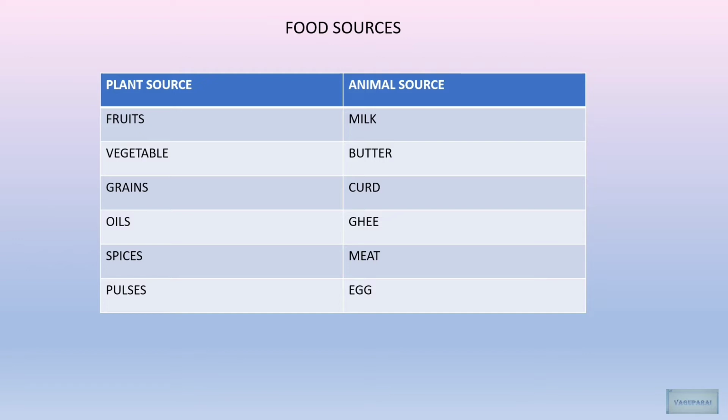Plant source is a place where we get fruits, vegetables, grains like rice, wheat, ragi, etc. Oils like sunflower oil, groundnut oil, coconut oil. Spices like mustard, cumin, pepper, etc. Pulses like tur dal, urad dal, moong dal, etc. And from animal source, we get a few foods like milk, butter, curd, ghee, meat and egg.